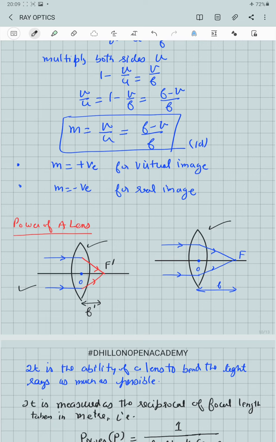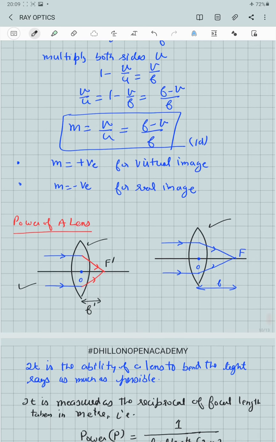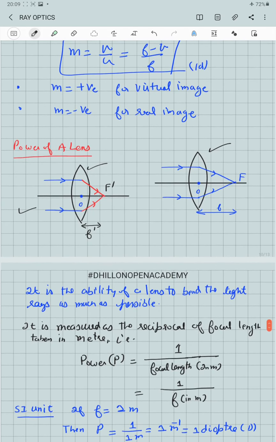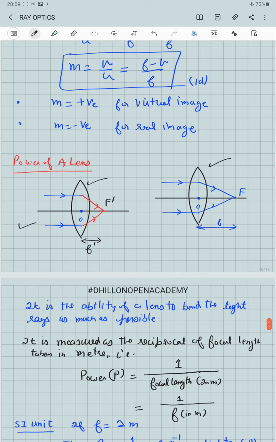So power of a lens is the ability of a lens to bend the light rays as much as possible, and mathematically it is measured as the reciprocal of the focal length when focal length is taken in meter. So to find the power of a lens, we have to take the reciprocal of the focal length when focal length is taken in meter.